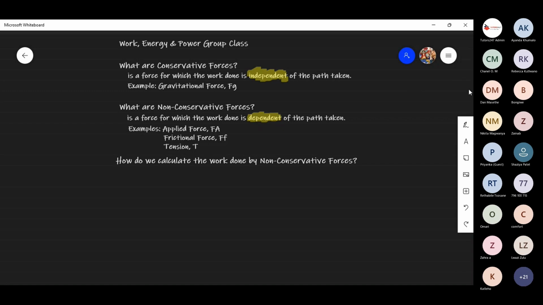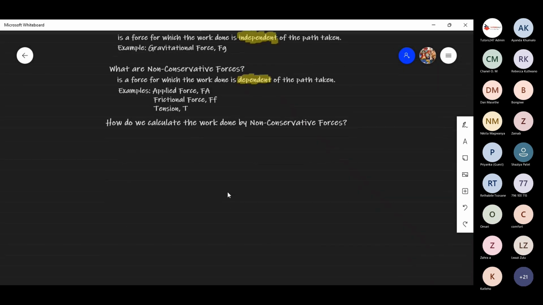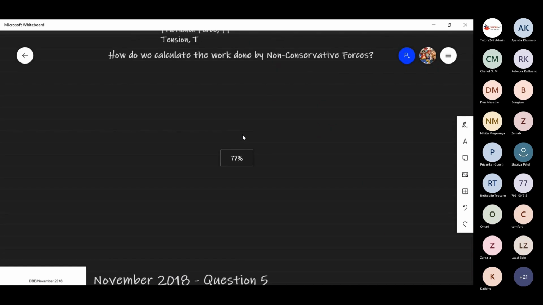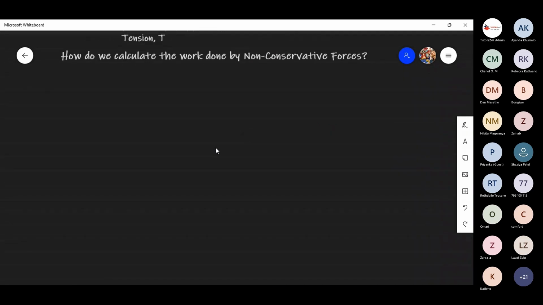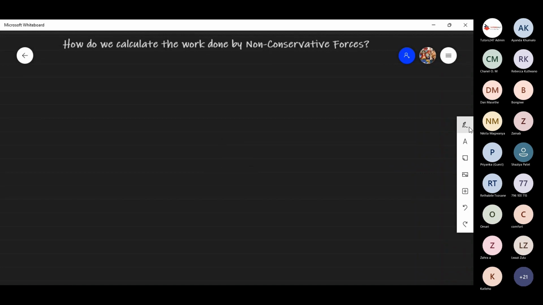Okay. So how do we calculate the work done by a non-conservative force? When we are calculating the work done by a non-conservative force, this is the formula that we are going to use. The work done by a non-conservative force is equal to the change in mechanical energy. Now I'm going to separate both components and simplify them individually and then put them back into the formula.